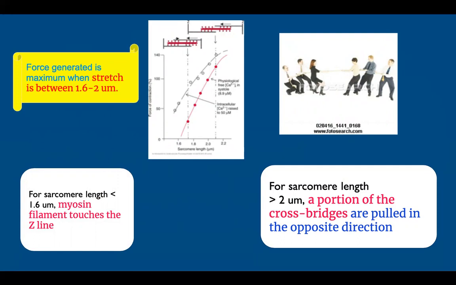Therefore, Patterson, Piper and Starling stated this law in 1915 that the energy of contraction, the force with which the heart muscle contracts during systole, is proportional to the initial fiber length at rest, that is at the end of diastole. The force with which the ventricles contract is proportional to the end diastolic volume.